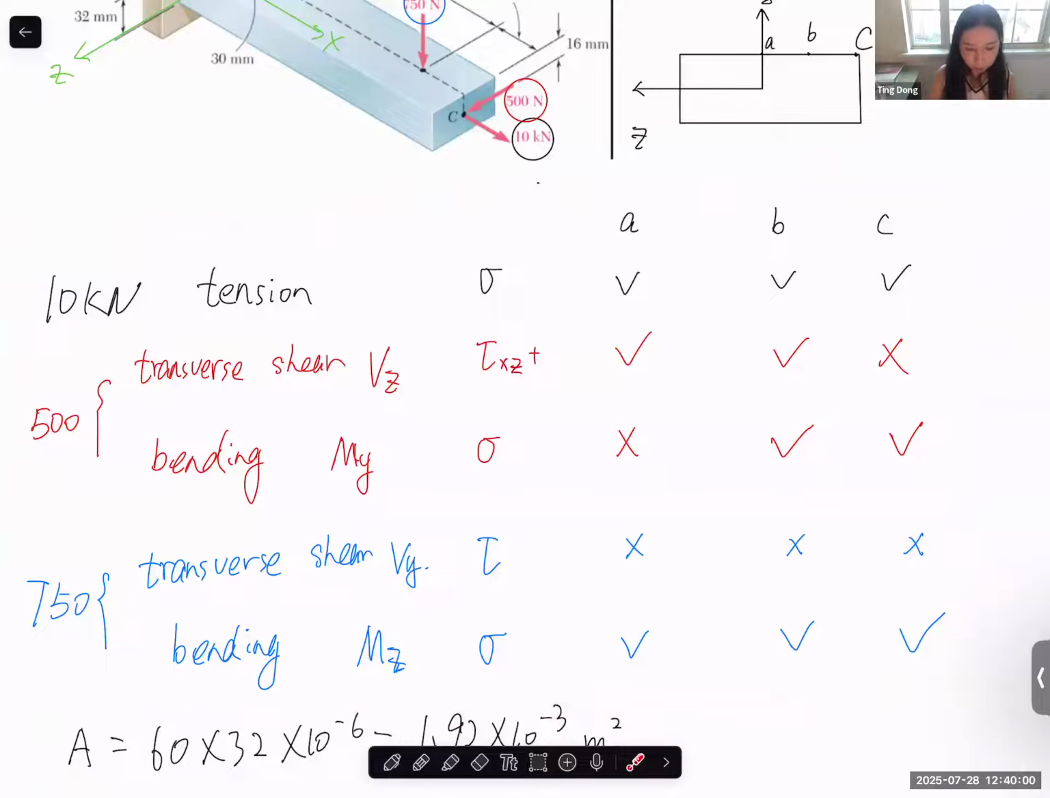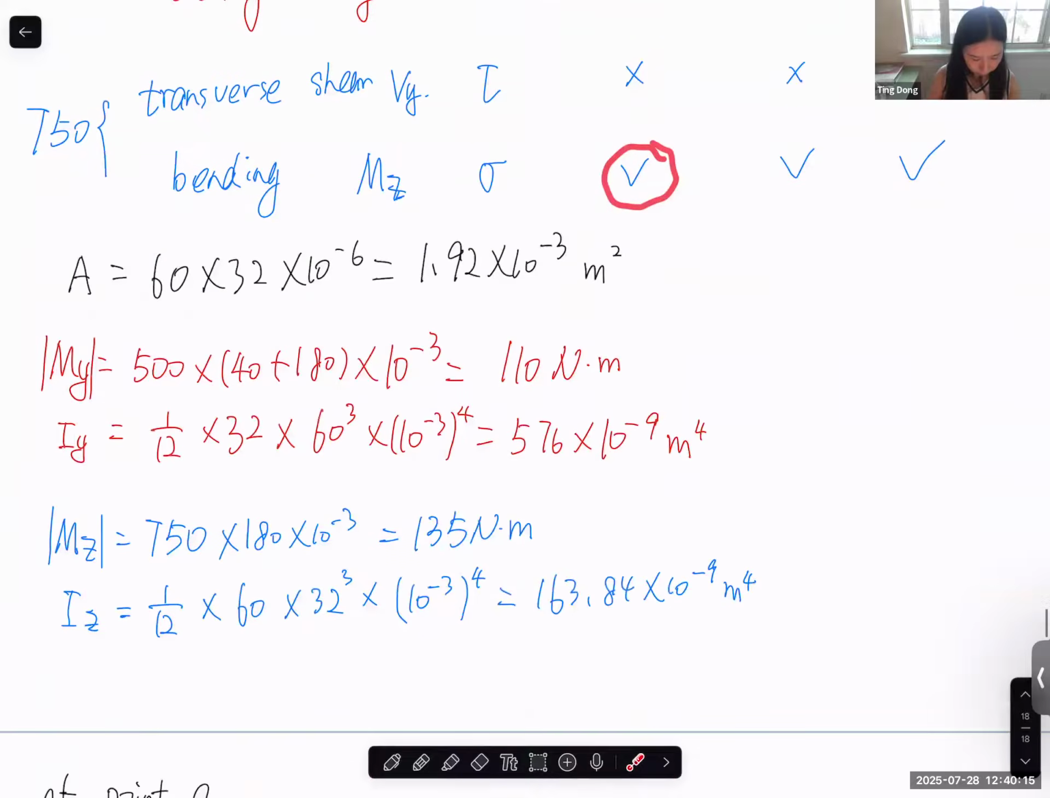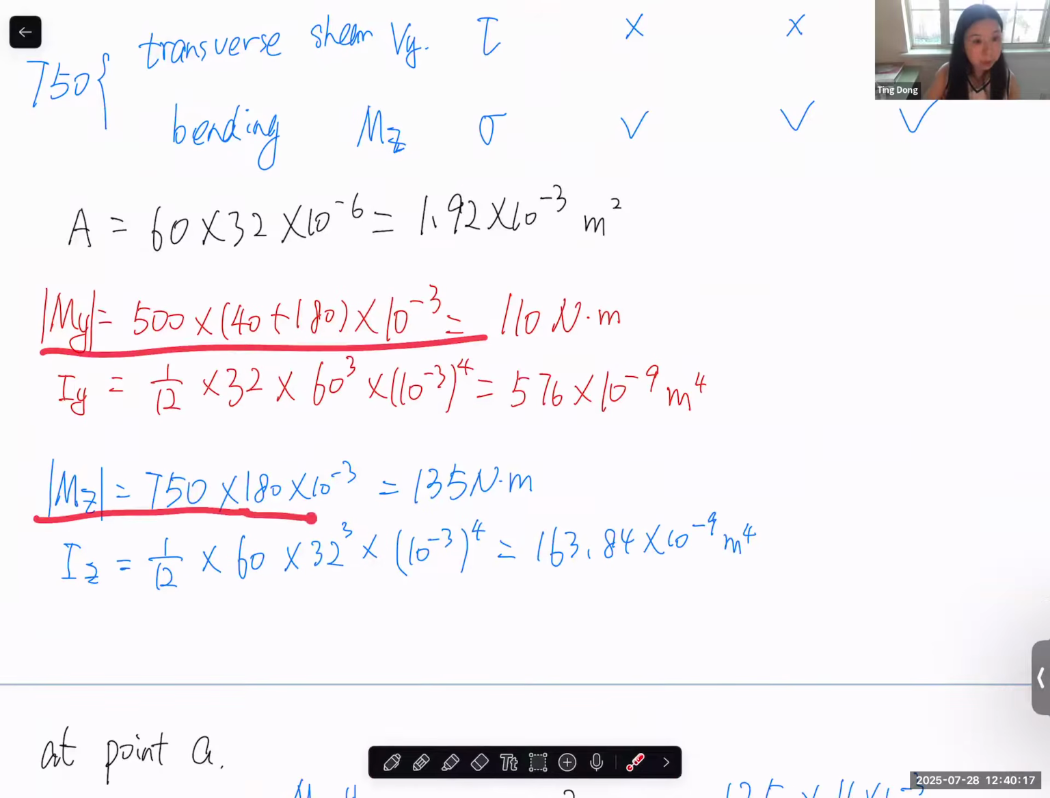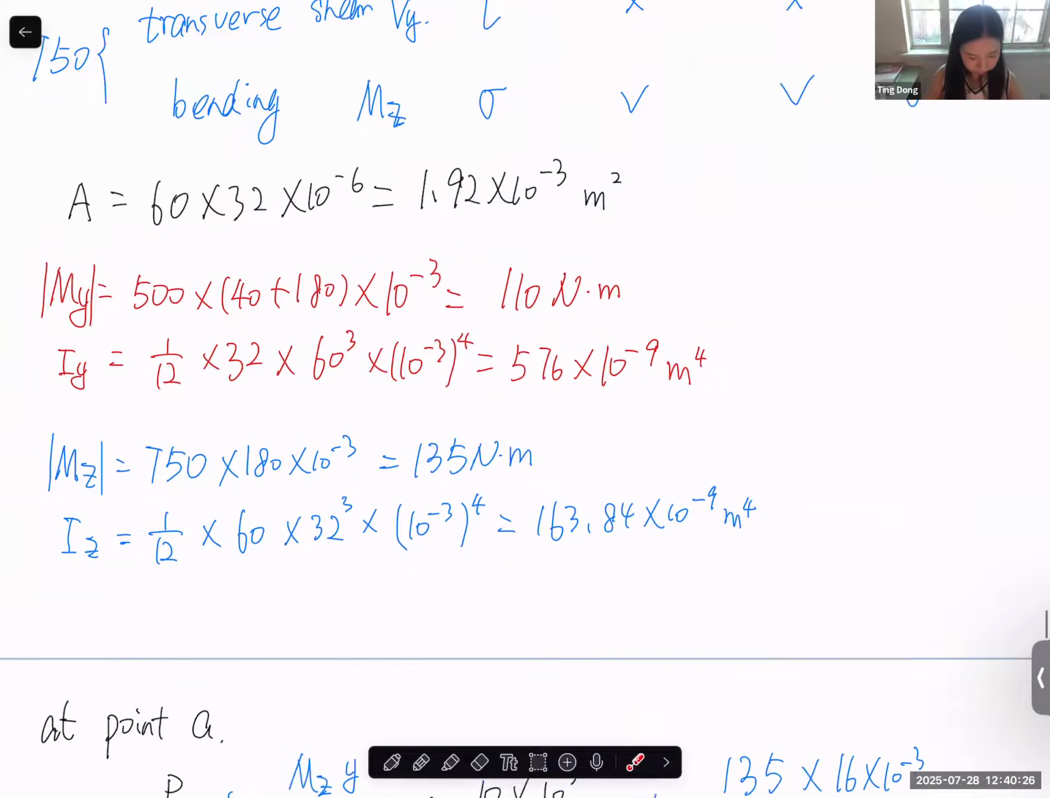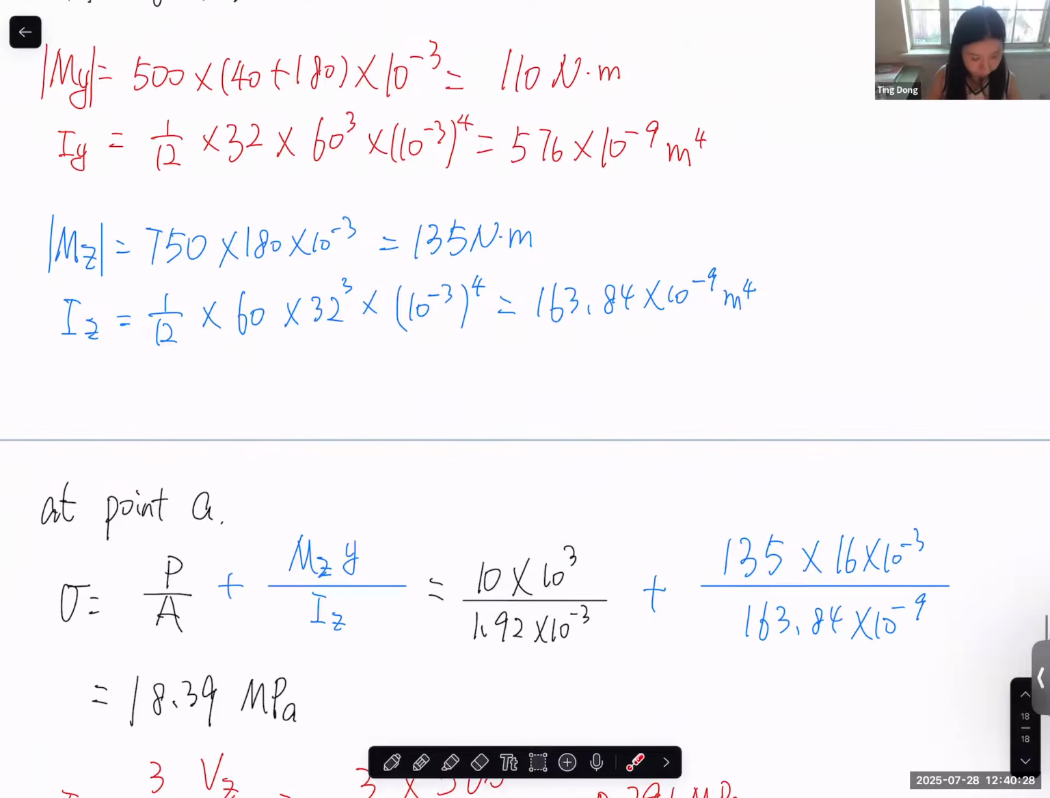Now let's check. The normal stress comes from tension from this 10 kilonewton, and bending from 750, right? These are two normal stress components. Of course, how to calculate the bending moment about the y-axis, the bending moment about the z-axis, and the moment of inertia about the y-axis and z-axis, this is something you can check later. I will post this very soon after class.